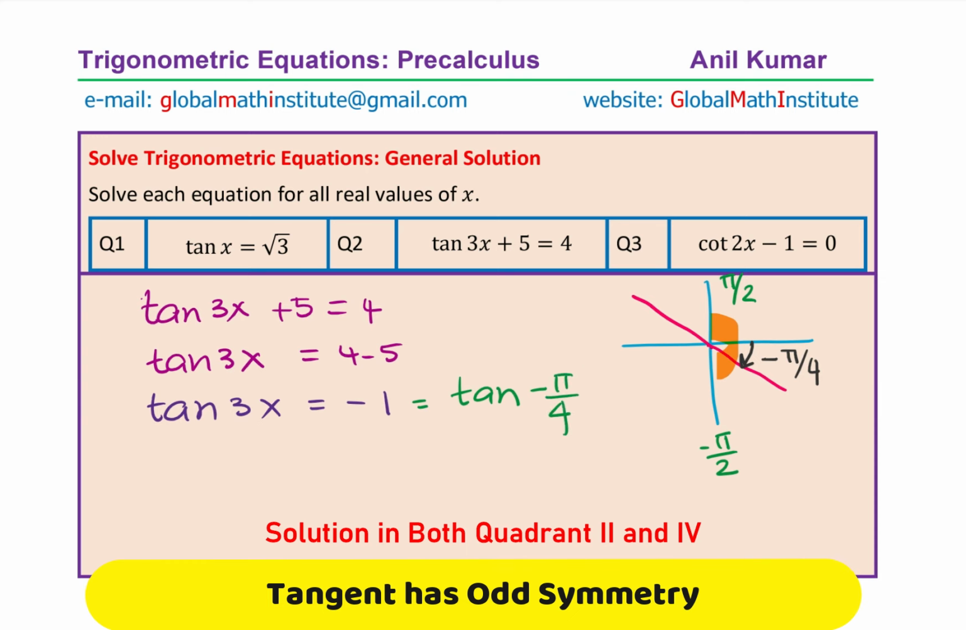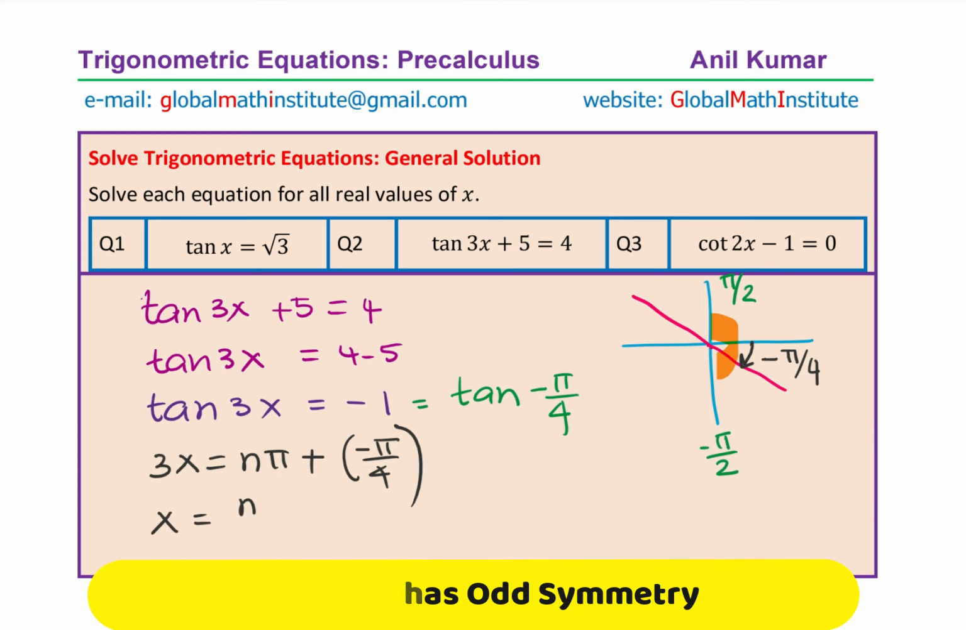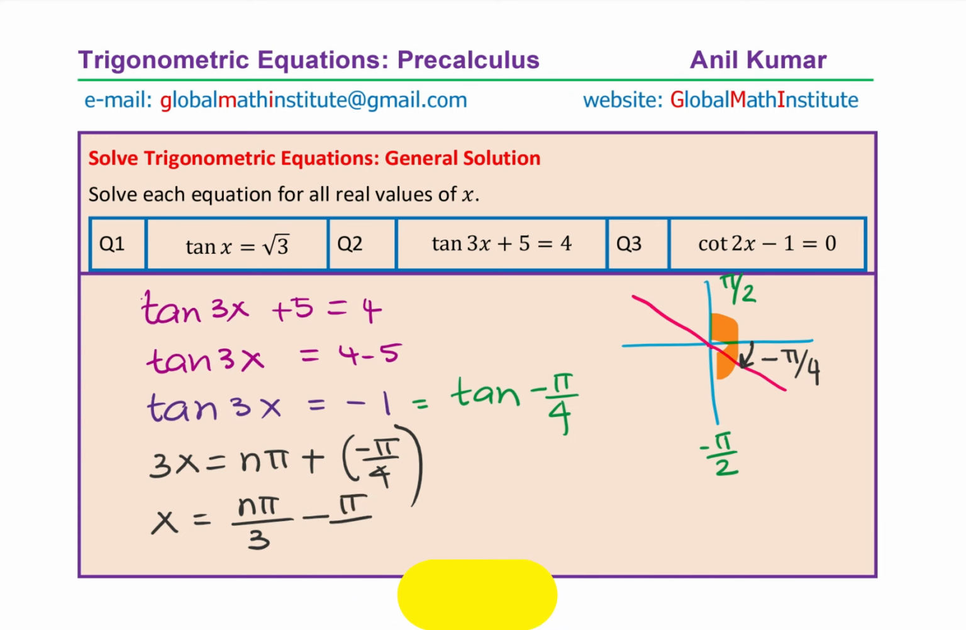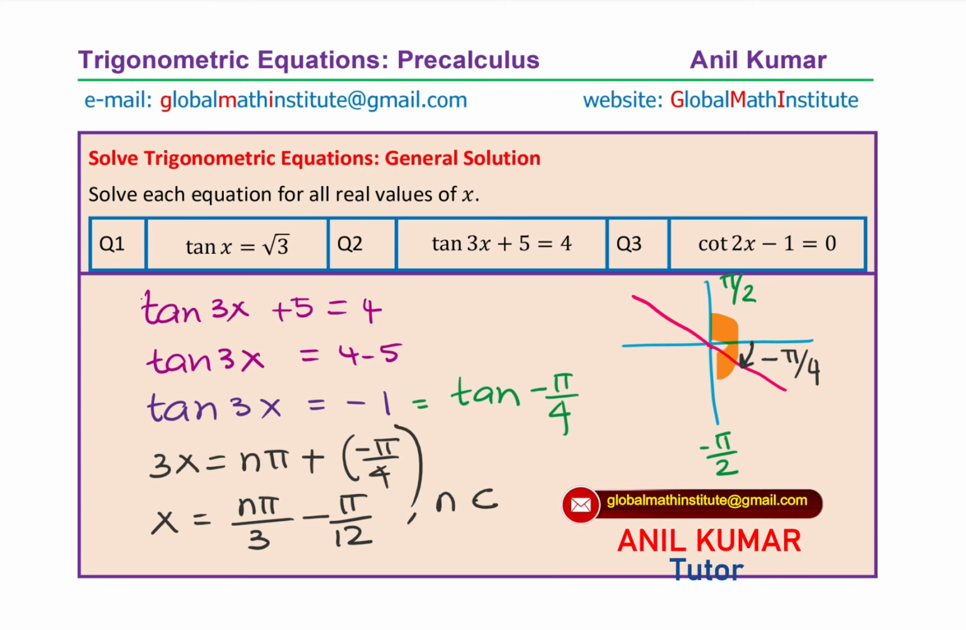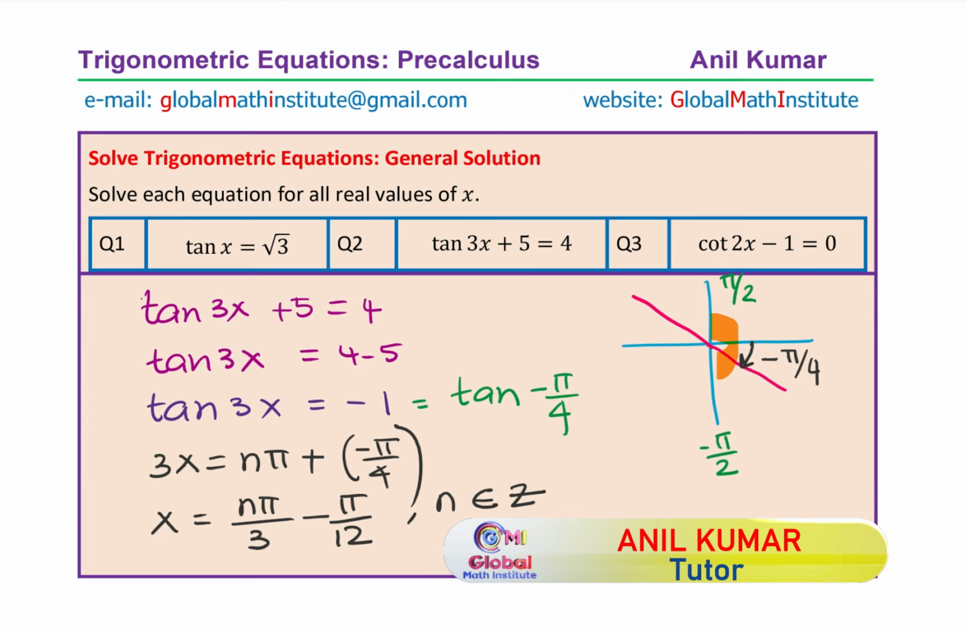And therefore, the general solution will be what? The general solution will be 3x equals n pi plus minus pi by 4, correct? Now dividing by 3, we get x equals n pi by 3 minus pi by 12. Perfect. So that becomes the general solution where n belongs to the set of integers. Is this part absolutely clear, right? So that is how we are going to do it.